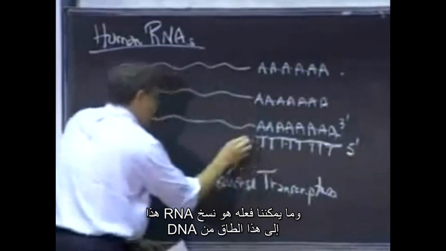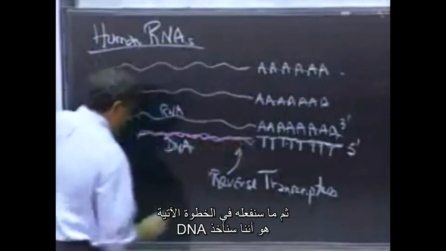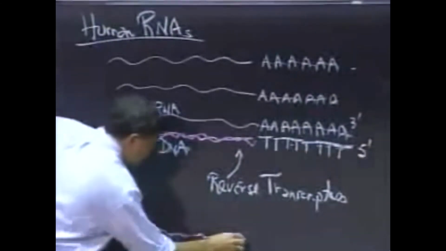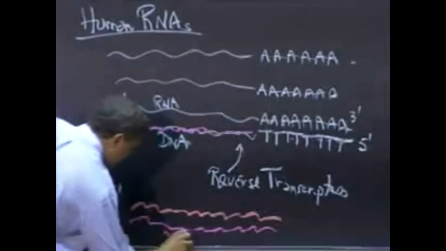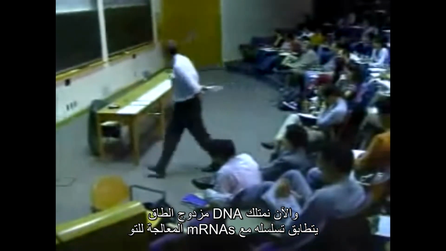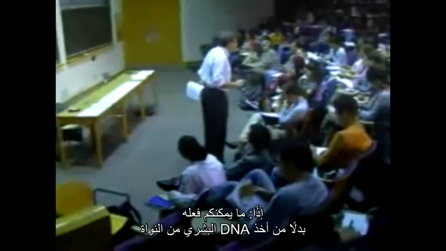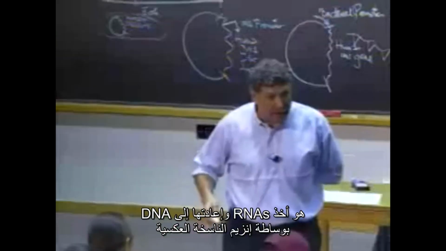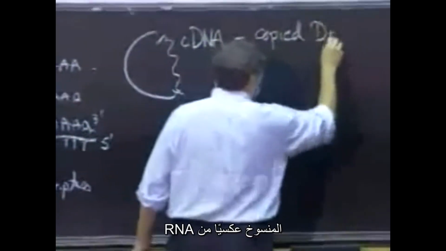And what we can do is we'll copy this RNA into a strand of DNA. There we go. Then what we'll do, next step, is we'll take the DNA and we'll copy back into a second strand of DNA. And now we have double-stranded DNA whose sequence matches the already processed mRNAs. So the sequences will match the mRNAs. So instead of taking human DNA from the nucleus, you could take RNAs, turn them back into DNA by reverse transcriptase, and make a library now that consists of zillions of inserts, each of which has what's called a cDNA, a copied DNA, copied back from the RNA.